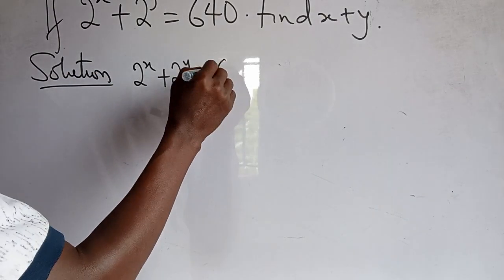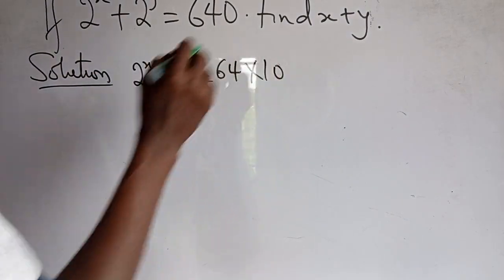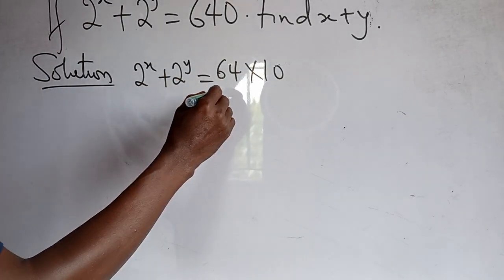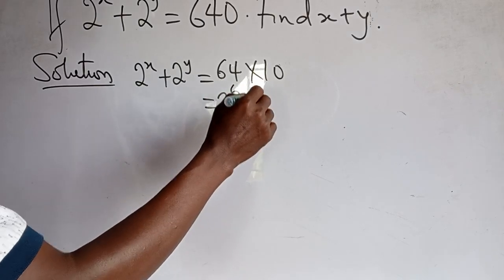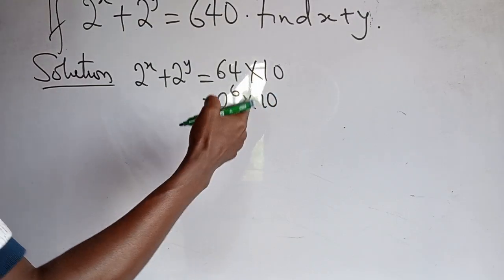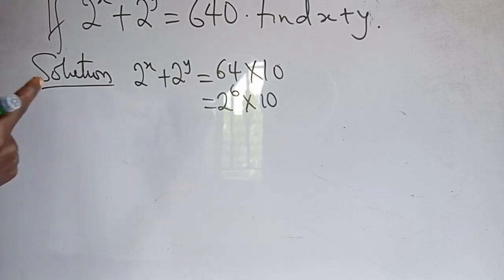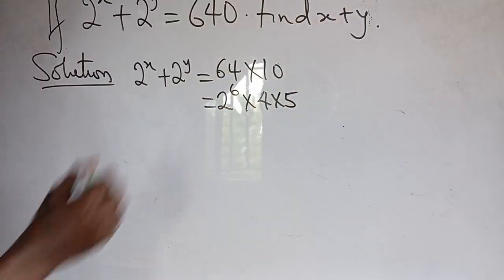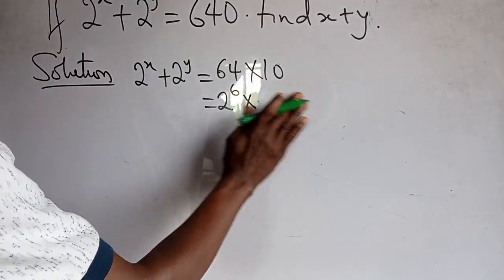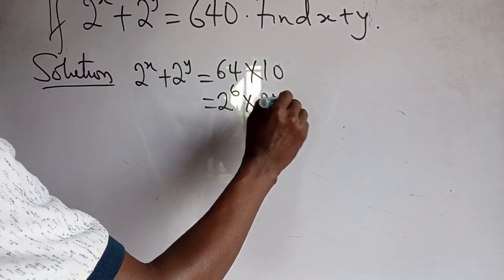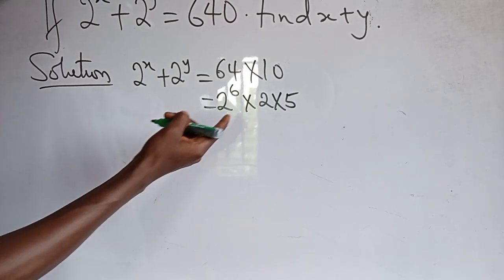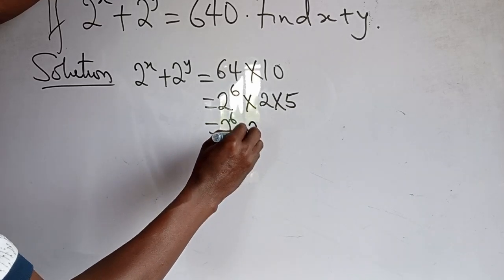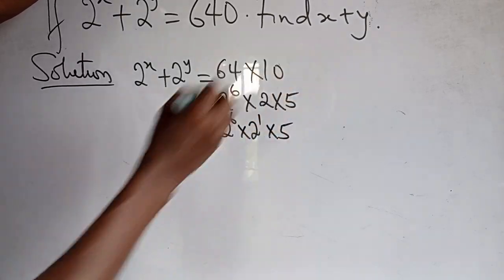640 can be expressed as 64 multiplied by 10. And 64 can be written in multiples of 2 as 2 raised by 6, multiplied by 10. That 10 can be split in order to give us a version of 2. So when we split 10, we can say 2 times 5. Now this 2 is raised by 1. So we have 2 raised by 6 multiplied by 2 raised by 1 multiplied by 5.